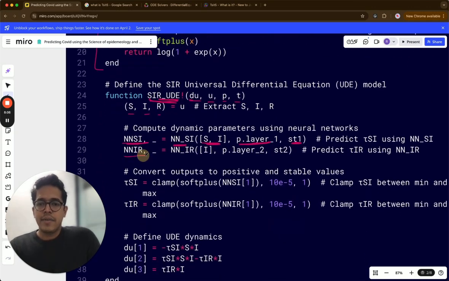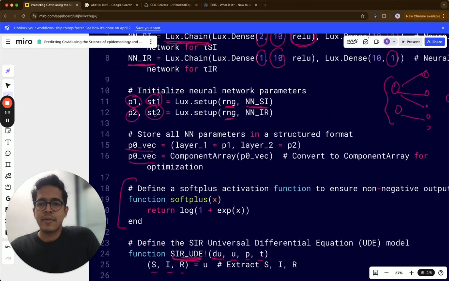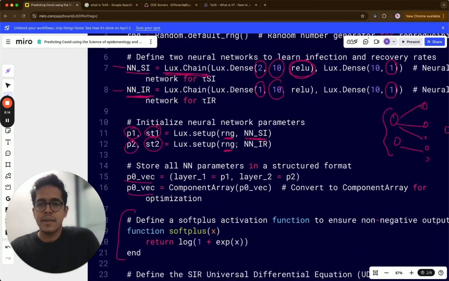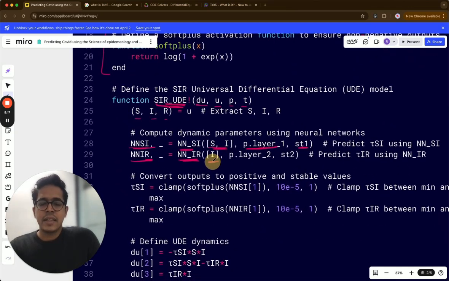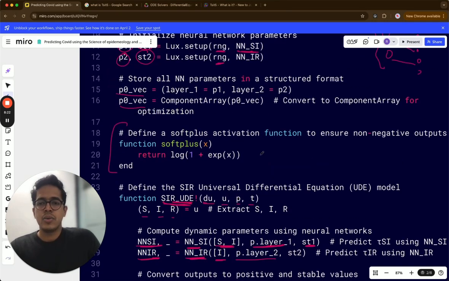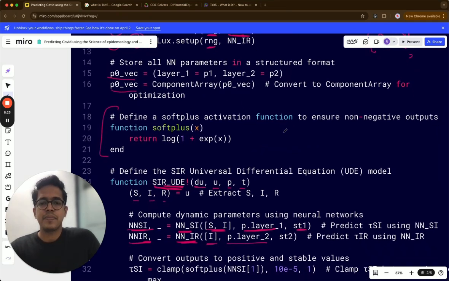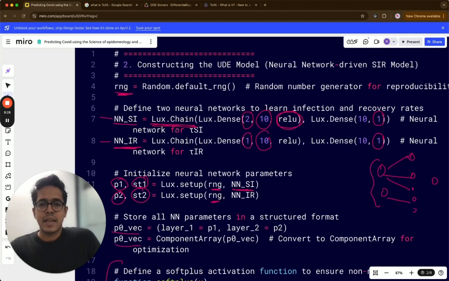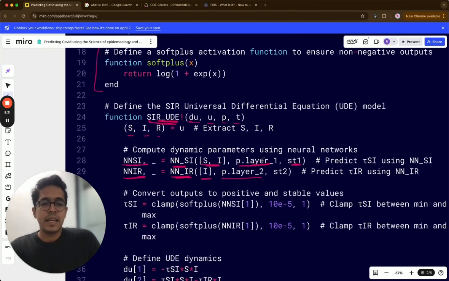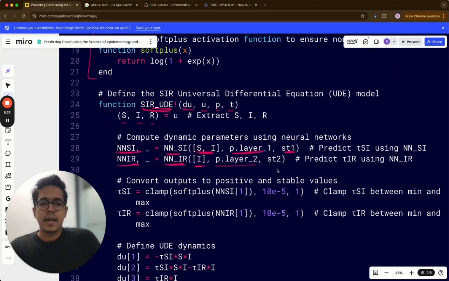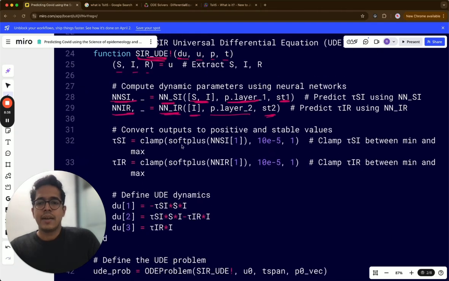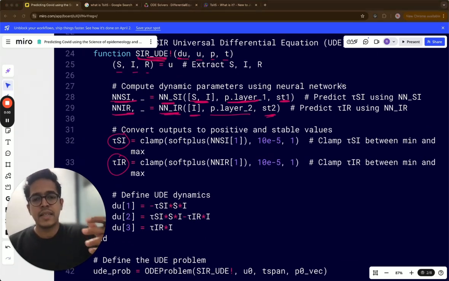And then neural network 2, which is supposed to predict tau IR, is NNIR, and NNIR is defined here, NNSI is defined here. And to that, we are passing the current value of the infected variable. Then P.layer2 should ideally store the weights and bias parameters of neural network 2, and then state variable 2. And then we will predict tau SI and tau IR. It's nothing but the predictions of NNSI, the predictions of the neural networks themselves.